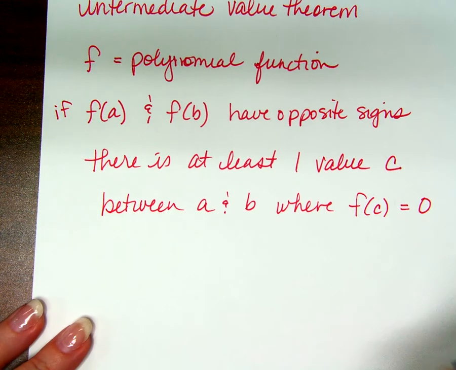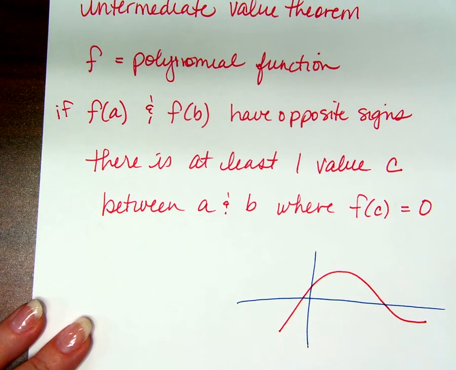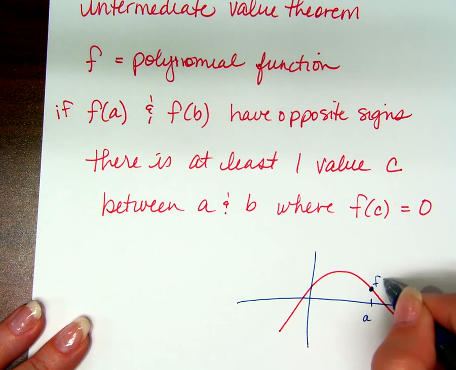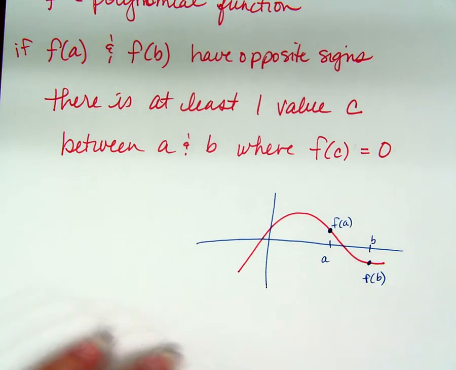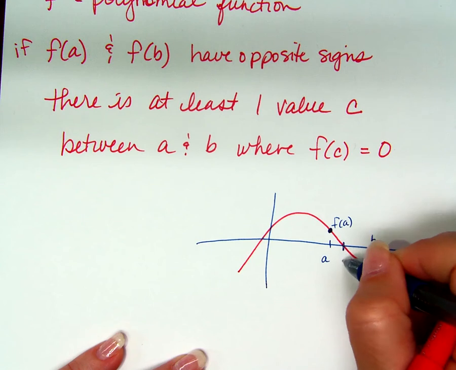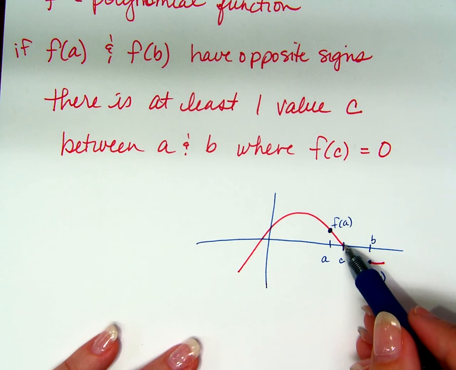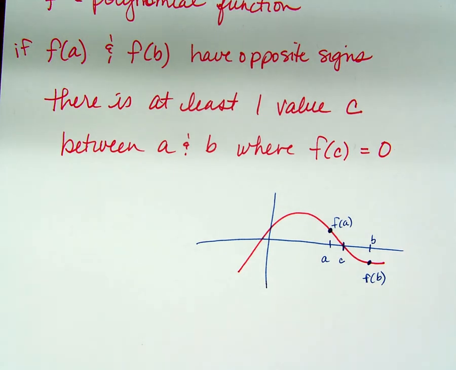So if I'm talking about a graph, and it's like that, and I'm talking about this point, and we'll call that A, so that value is f of A, versus this point, we'll call this B, so this is f of B. Does it make sense that there's a value that we can call C in between there? Since this one is a positive and this one's a negative, there's at least one value in there where it crosses the axis. So the value is 0. That's what the intermediate value theorem says. That's all it is. Okay?